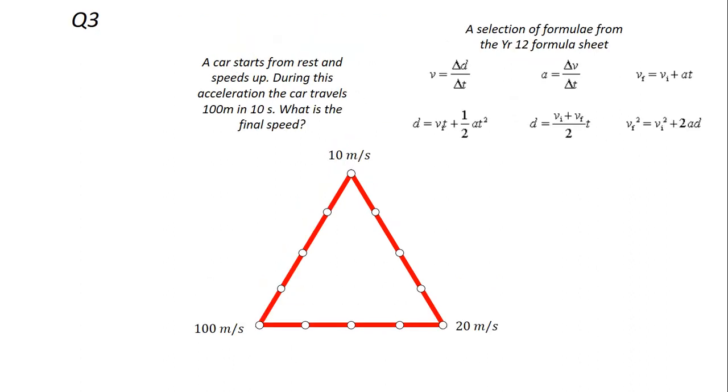A car starts from rest and speeds up. During this acceleration, the car travels 100 meters in 10 seconds. What is its final speed? So you definitely will need to pause the video to work this out. I've copied and pasted a bunch of formulas from the year 12 formula sheet, which might help you. So pause the video to work that answer out. Right, we're moving on to question 4.